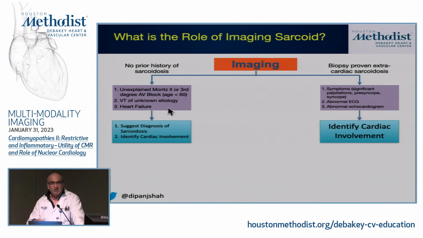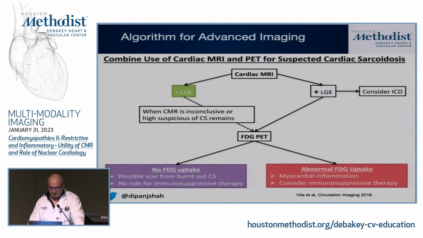On the flip side, if you have patients that don't have a known history of sarcoidosis, then the things that clue you in to the potential will be unexplained high-grade AV block in patients under the age of 60. An example is the patient that we saw today, who was in their 40s and came in with complete heart block. The other examples where you think about sarcoid would be patients with VT of unknown etiology or patients who have heart failure. And in those cases, the imaging can help you to raise the possibility of sarcoid as a potential diagnosis and then also to look for and identify cardiac involvement.